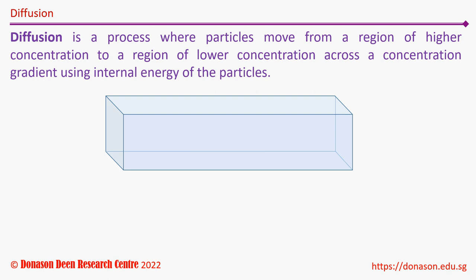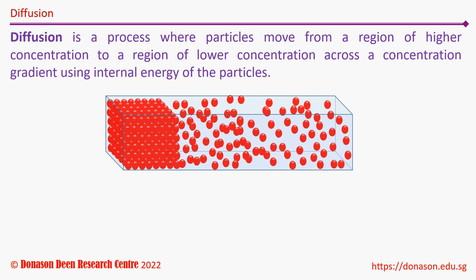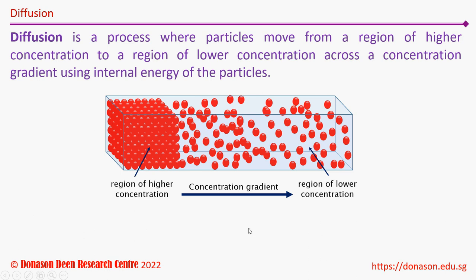So here is an example of a model of diffusion. If you look on the left side of the model, you can see that here there is a huge number of particles. So we would call this region the region of higher concentration. And on the right hand side of the model, we can see that there are fewer particles here, within the same volume. And this region is what we call the region of lower concentration. And of course, if we move from the region of higher concentration towards the region of lower concentration, there is a gradual decrease in the number of particles. So we call that the concentration gradient.